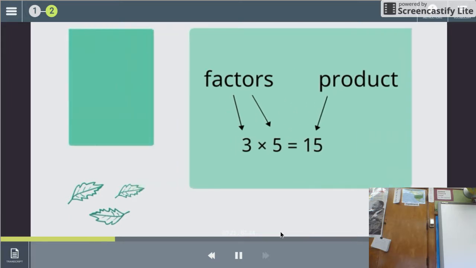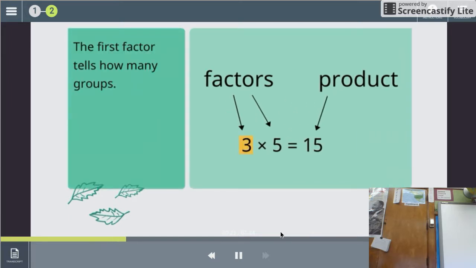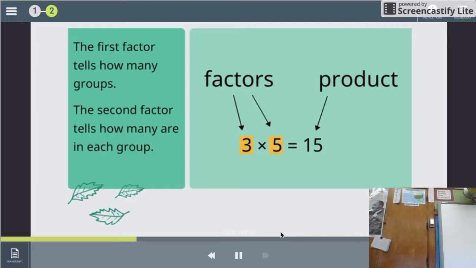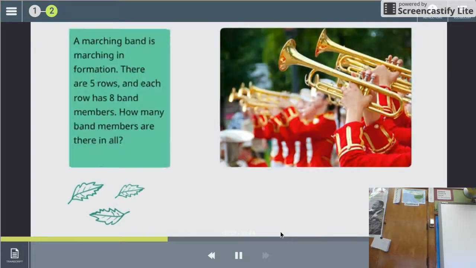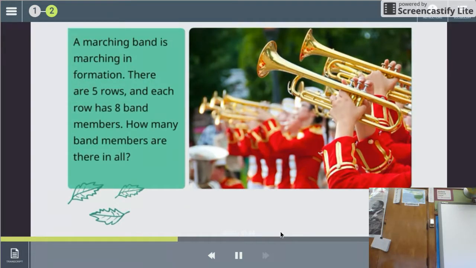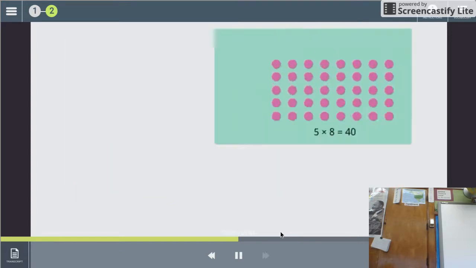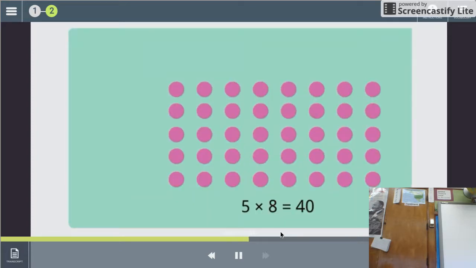We can think of the first factor as telling us how many groups. The second factor tells us how many are in each group. Think about this example. A marching band is marching in formation. There are 5 rows, and each row has 8 band members. How many band members are there in all? This example can be represented by the equation 5 times 8 equals 40.